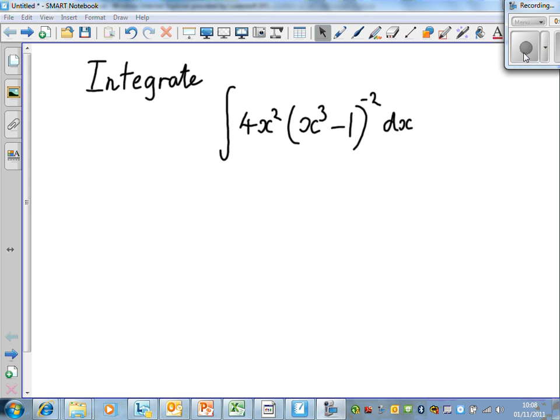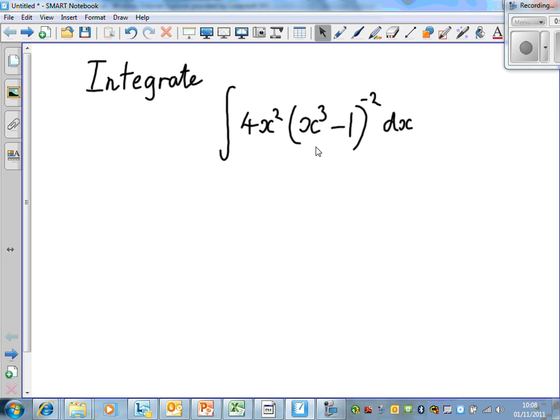Okay. So, typical question, section A. Integrate 4x squared multiplied by (x cubed minus 1) to the power of minus 2. Now the trouble is this minus 2 means that we can't integrate it with normal techniques. The fact that there's a bracket to the power of minus 2, a function to the power of minus 2, makes it quite tricky. We've also got this 4x squared in the middle.